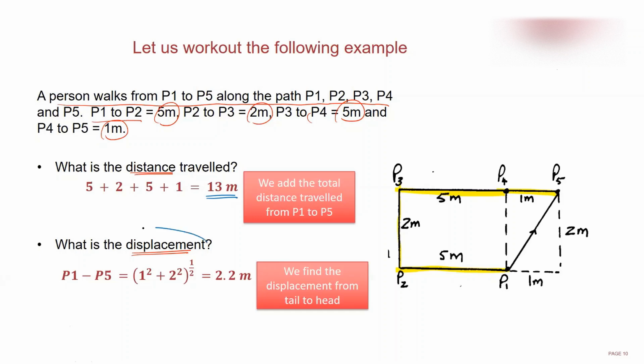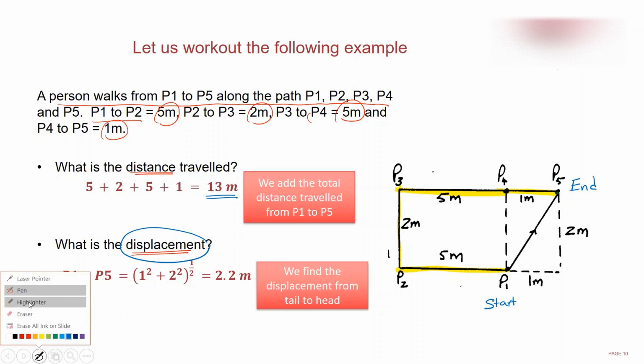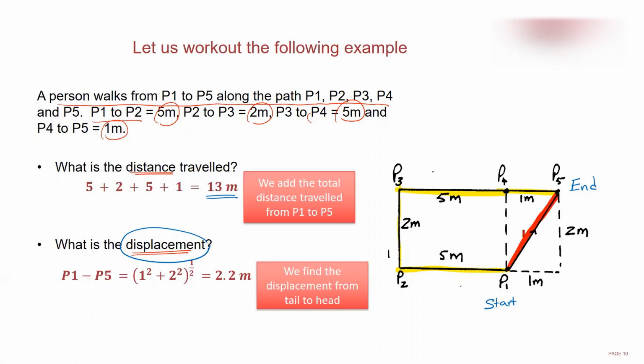Now to find the displacement. Displacement is the vector. He started at P1, so this is the start point, and he stopped at P5, and this is the end. Vector is the difference in the length, so that means the displacement is the start to end difference. So this is our vector.